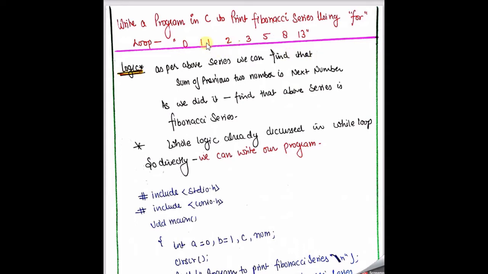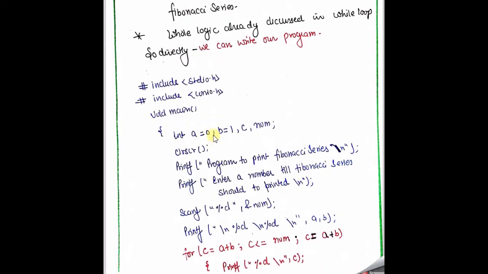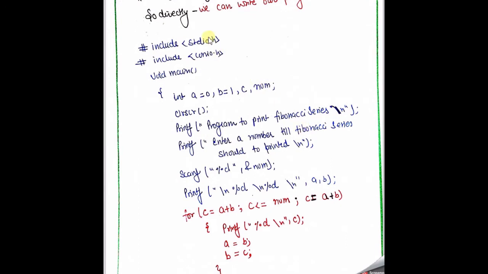For example, 2 is the addition of 1 plus 1, 3 the addition of 1 plus 2, 5 is the addition of 2 plus 3 and so on. In such a manner we get the Fibonacci series. As we are going to write the for loop, all the program will be similar, from initialization till the loop. All the program is similar to the while loop.